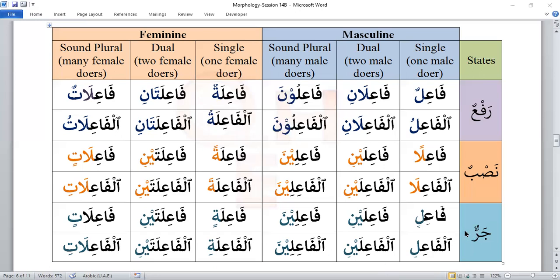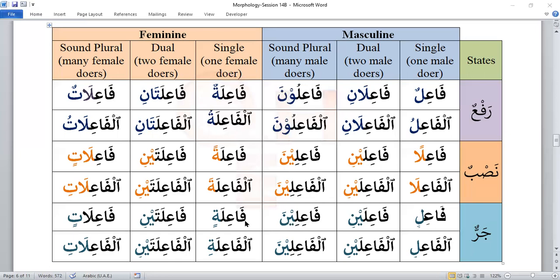Okay, for the state of jar, what's the default ending? Kasra, right? So for the single male doer, it will be fa'ilin. Dual, fa'ilaini. Plural, fa'ilina. What do you notice? For nasb and jar, the dual and plural suffixes are exactly the same. Over here you have aini for nasb, and for jar, aini also. For nasb plural male, ina, also for jar, ina. So how would you know which state a noun is in? It depends on the context, on the governing agent that comes before the noun and makes this change, which we will learn, inshallah, when we go over nahu.